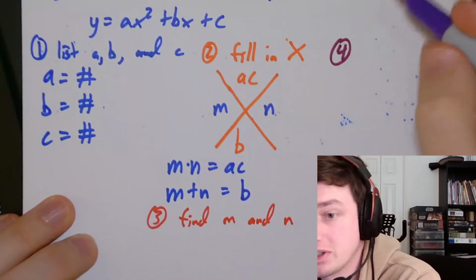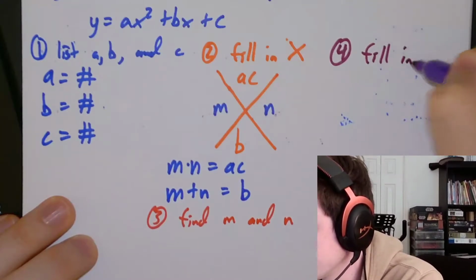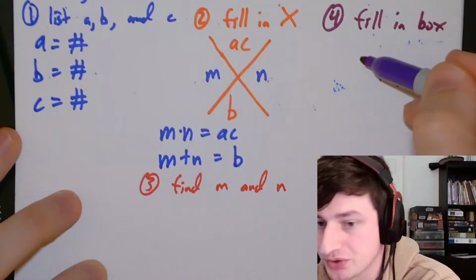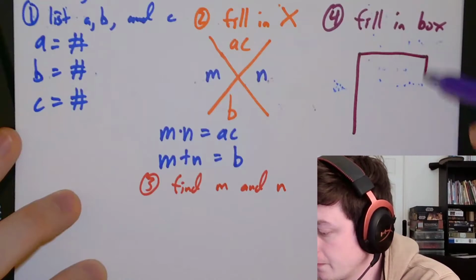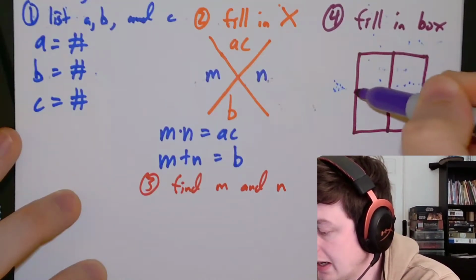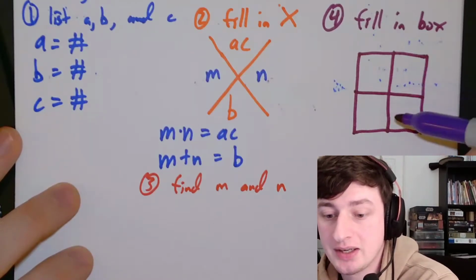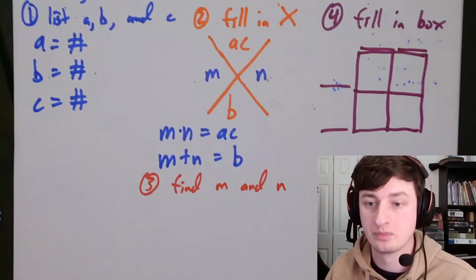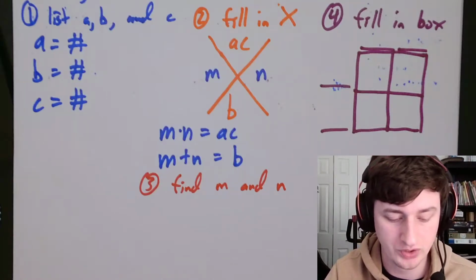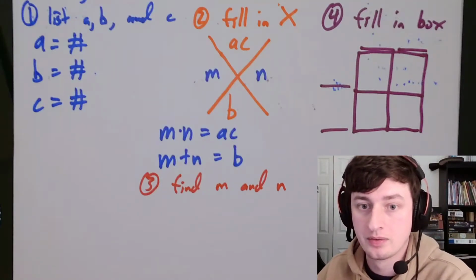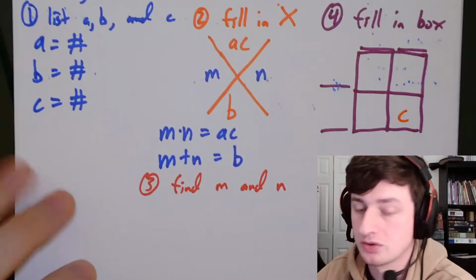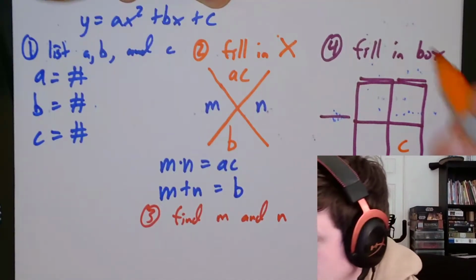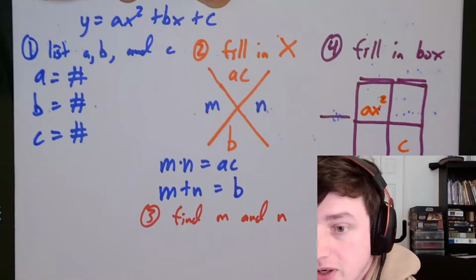Step 4, fill in the box. The inside of the box. I'm probably going to run out of room here, but just like we did with the area model where we multiplied the outside, now we're going to fill in the inside and figure out these pieces here. Those we don't know, but the inside of the box, we do know. So this number is going to be c from our original equation. So this piece goes here. And then ax squared goes there.